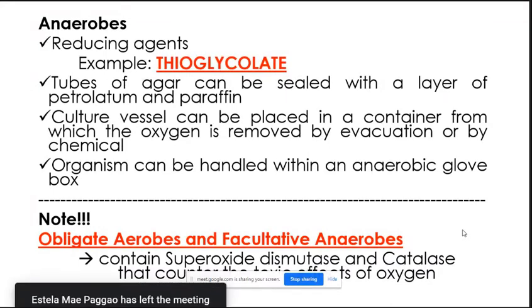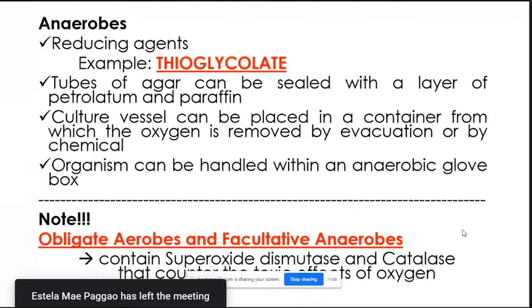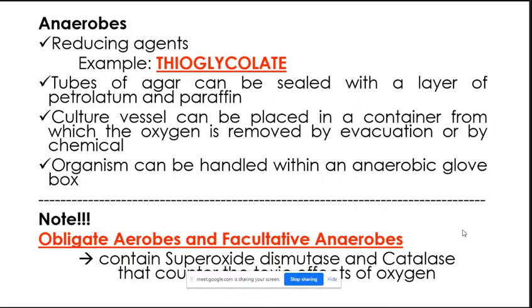And then the culture vessel can be placed in a container from which the oxygen is removed by evacuation or by a chemical. So I'll try to take out the oxygen. And this is the most common method used for anaerobic cultivation: organisms can be handled within an anaerobic glove box. Okay?